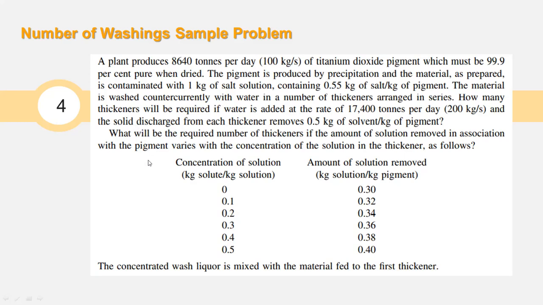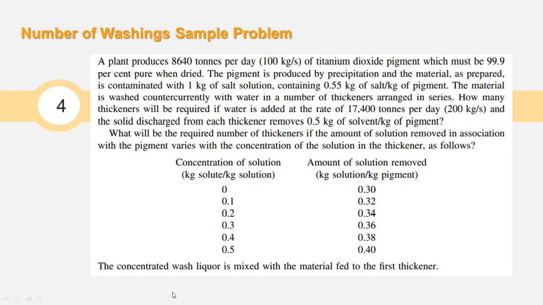Another scenario is the required number of thickeners if the amount of solution removed is dependent on the concentration of the solution. So this is a case of variable underflow. The amount of solution to be removed is a function of the concentration of that same solution. You can see here two columns: the amount of solution removed for a particular concentration of solution. The concentration is in kilogram solute per kilogram solution, and the amount of solution is in kilogram solution per kilogram of pigment.